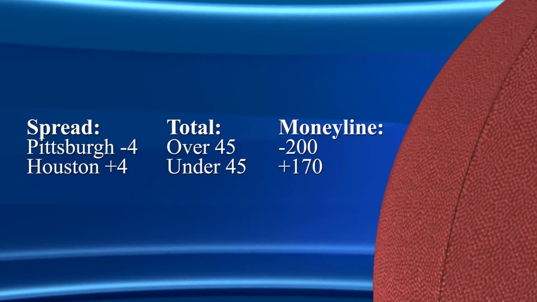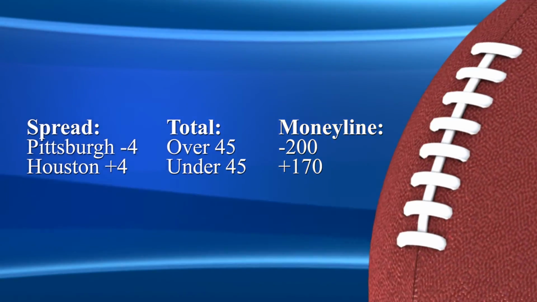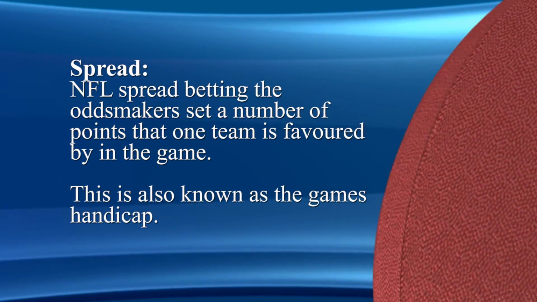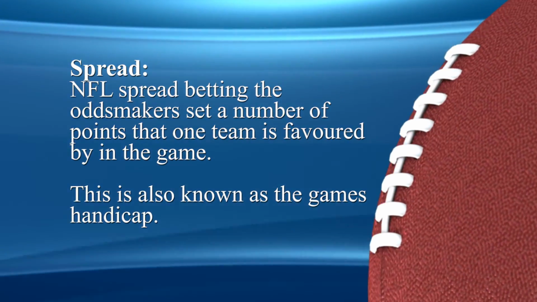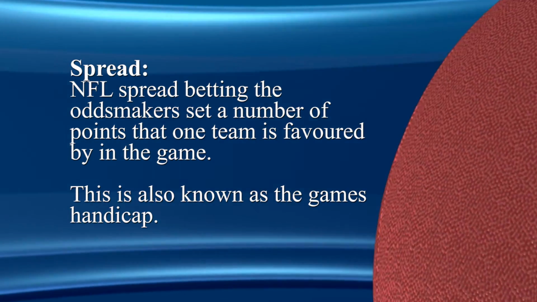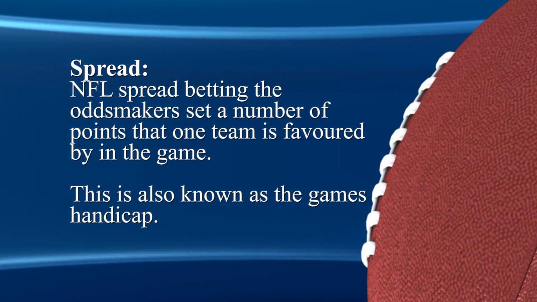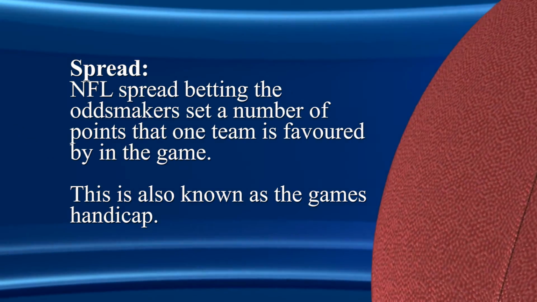So, Danny, tell us, what are some of the basics that we should be getting ready for heading into the NFL season, as far as betting goes? We're going to start from the basics, 101 basically. When you go to make a bet or you look at your betting lines, you're going to see several different things. You're going to see a spread, a total, and a money line as well. We'll start with the spread, which is just the set number of points that one team is favored by in the game, aka a handicap.